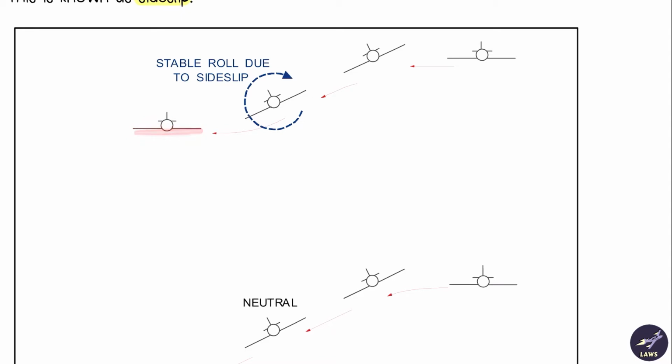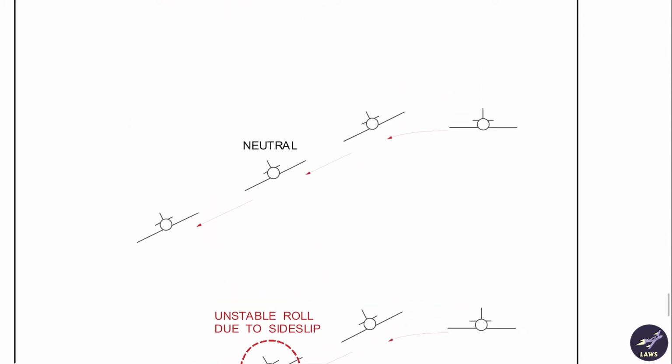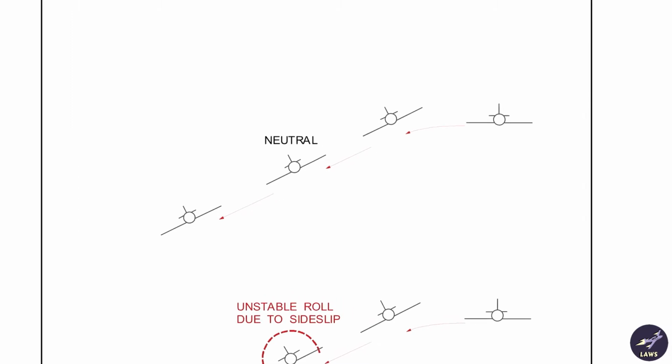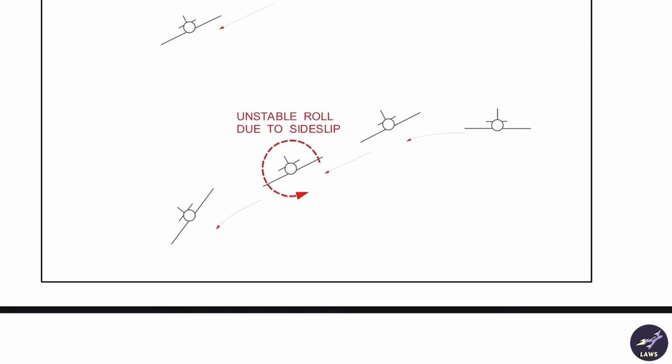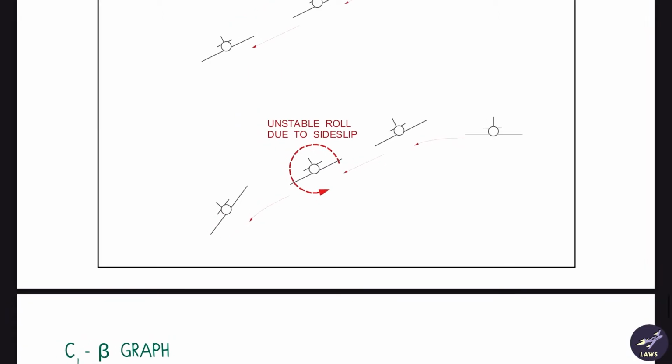level condition. In case of a neutral lateral stability, the aircraft will hold its displacement, it will not get better or worse. So in that case we call it neutral lateral stability, and this is the unstable condition. Here you have an unstable roll which is worsening the condition. So this is known as unstable lateral stability.